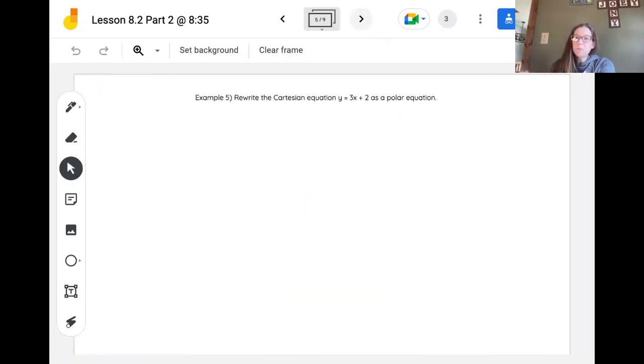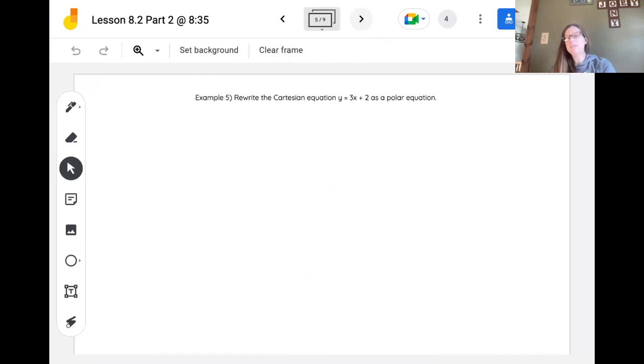Our next example, we have just a linear equation. Right? y is 3x plus 2, something you've probably graphed a million times at this point. You've got a y-intercept of 2. We have a slope of 3, nice straight line that's positive. What would this look like as a polar equation?